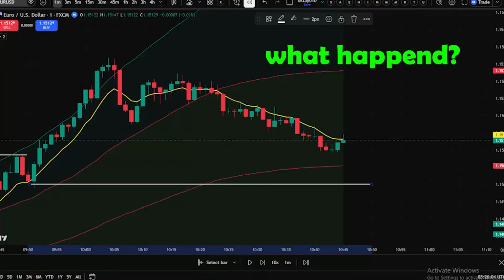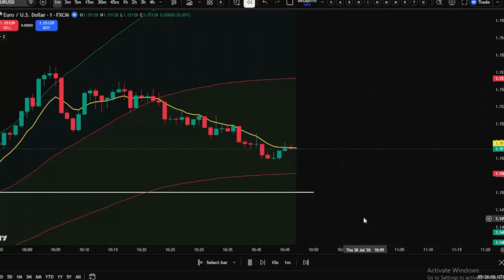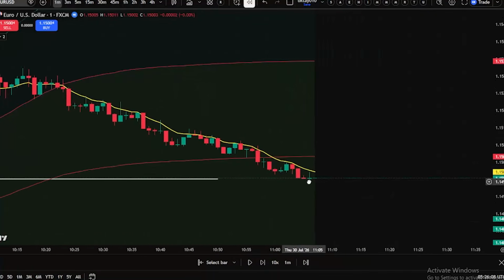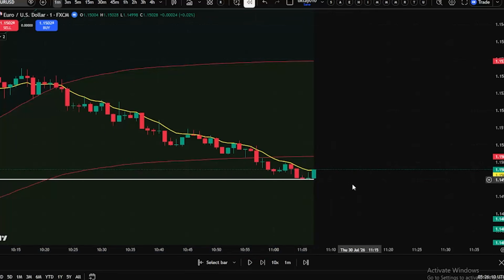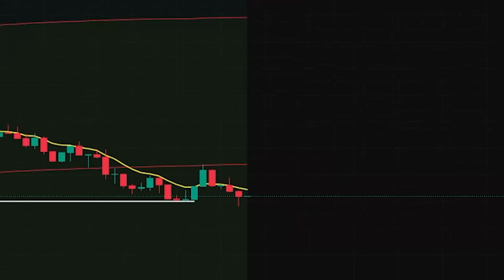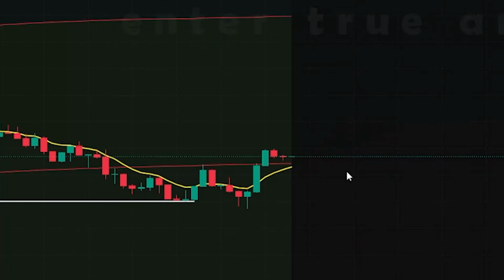Well, so far the backtest result: first trade, win; second trade, loss; third trade, win. Now let's see if this trend continues or if the market wants to surprise us this time.